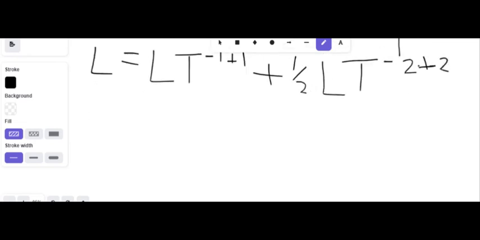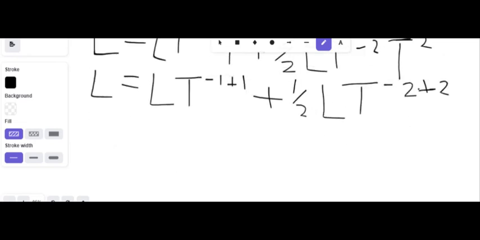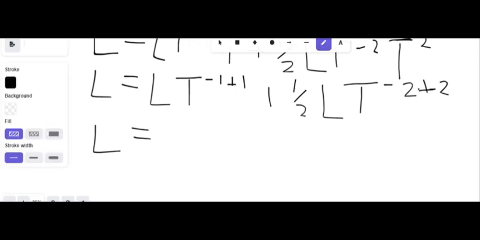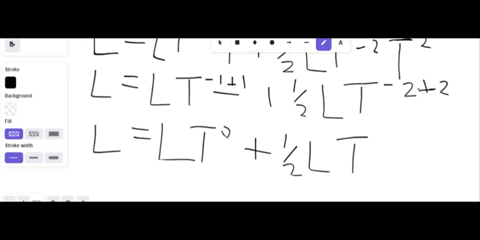You can also see for yourself that those are going to be 0. Minus 3 plus 3 is 0. Minus 5 plus 5 is 0. So this is L equals to L t, this is going to be t to the power 0. Somebody is moving the cursor and thereby writing on this place. I think that's Medina. So this is L, then t raised to power 0, because minus 1 plus 1 is 0, plus half L t to the power minus 2 plus 2 is also 0.